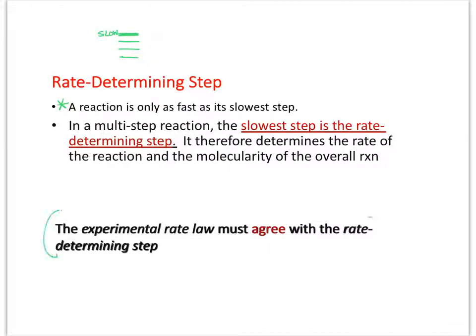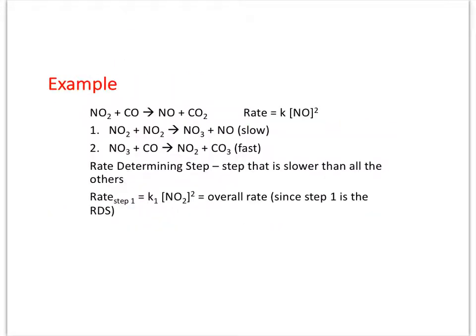This is very important. The experimental rate law, so whatever rate law I get from a set of data by varying concentrations, it must agree with the slowest step. So here is an example. This is the overall reaction. Here is the rate law that was determined experimentally.